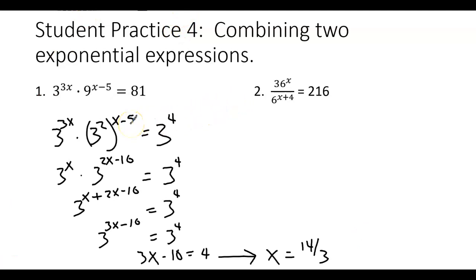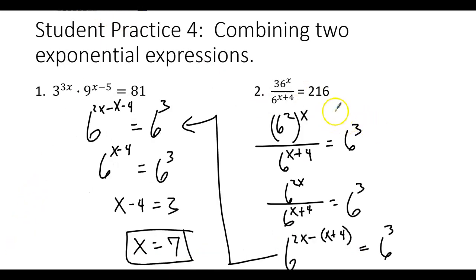So here's the solution to the first one. I changed the 9 into 3 squared and the 81 into 3 to the 4th. Then I distributed the 2 into the x minus 5. And then I applied the rule. Now that I got all the bases to match, we can add the 2x minus 10 to get 3x minus 10. And then we could drop the bases and make the exponents equal and solve, and you should get 14/3. Let's take a look at the second one now.